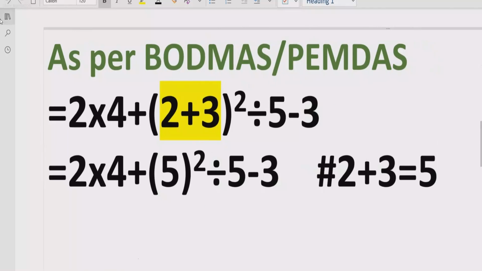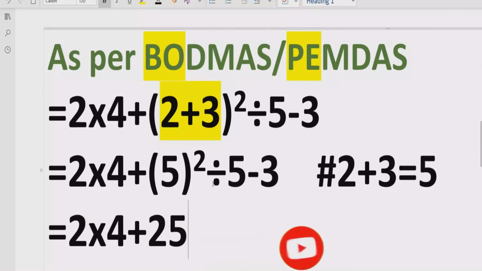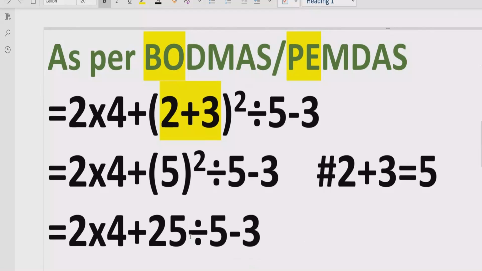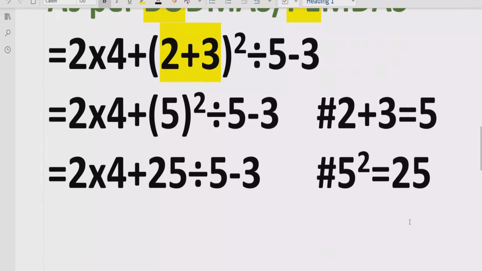Now move forward to step number 2. First we have solved the bracket or parenthesis. Now we have the exponent part or order of operation. So we have 2 multiplied by 4 plus 5 raised to power 2, which means 5 multiplied by 5, which equals 25, and divided by 5 minus 3. And here we have to give the reference: 5 raised to power 2 is 25. Now move forward. We have solved this one.